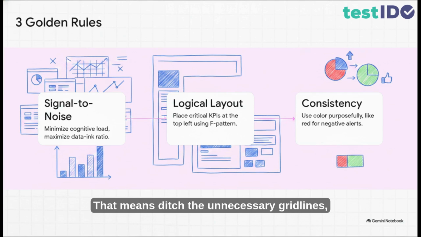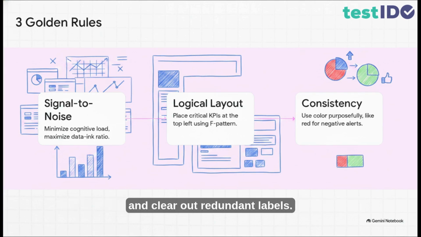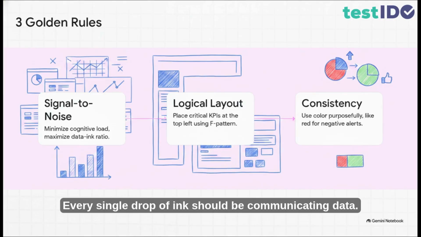That means ditch the unnecessary grid lines, stop using 3D effects, drop the distracting backgrounds, and clear out redundant labels. Every single drop of ink should be communicating data.